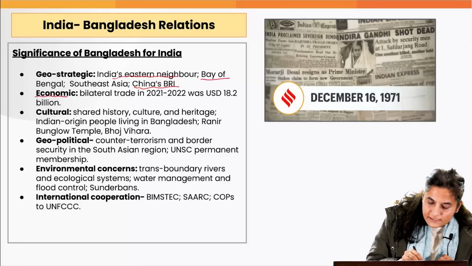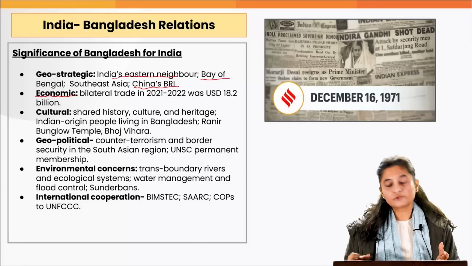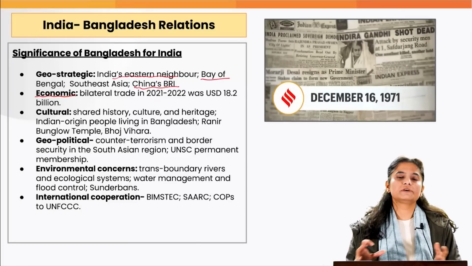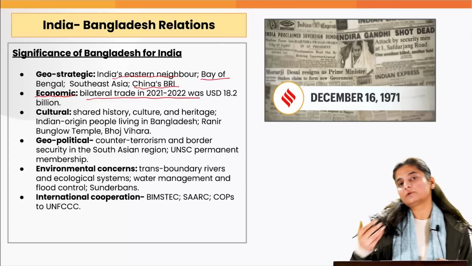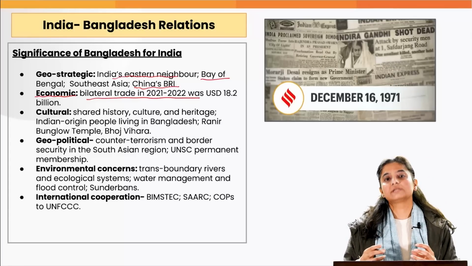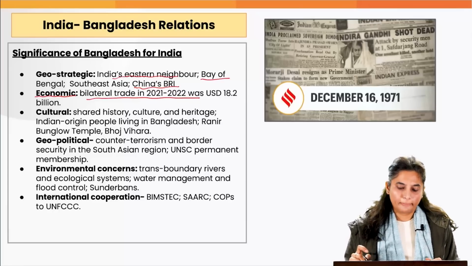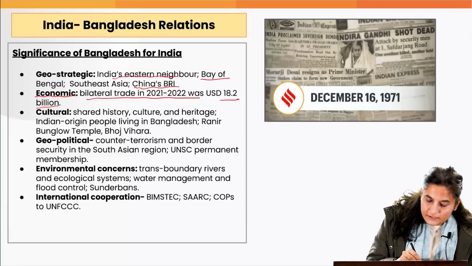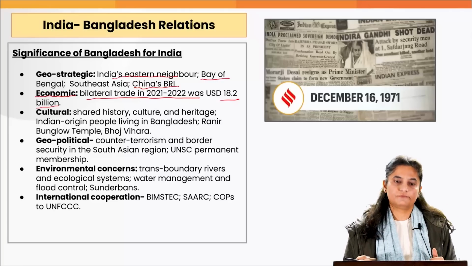Then from the economic segment, we can also talk about the significance of India and Bangladesh ties. In 2021-22, we have been able to cross the 18 billion US dollars target. So this speaks volumes about the trade agreements and the trade connections that we have.